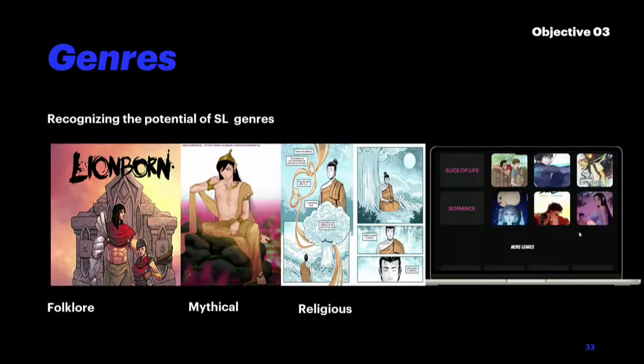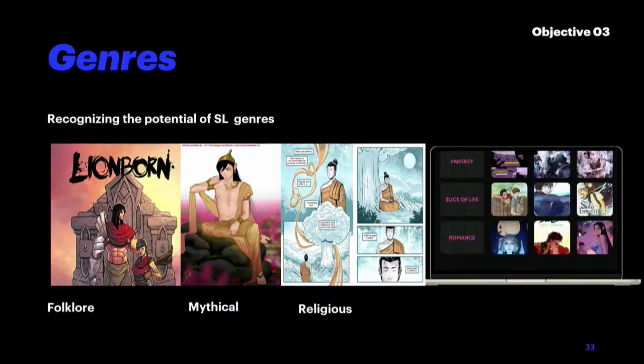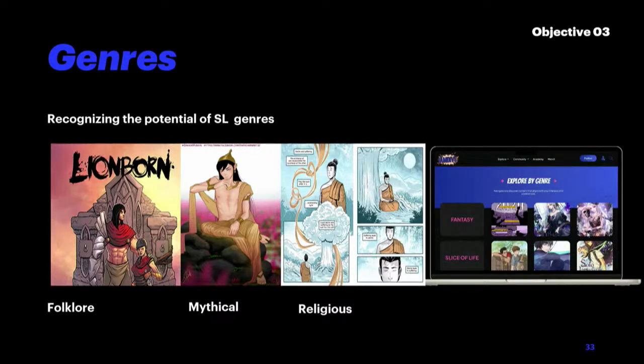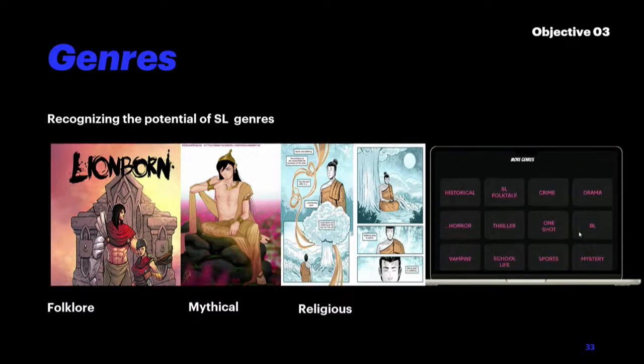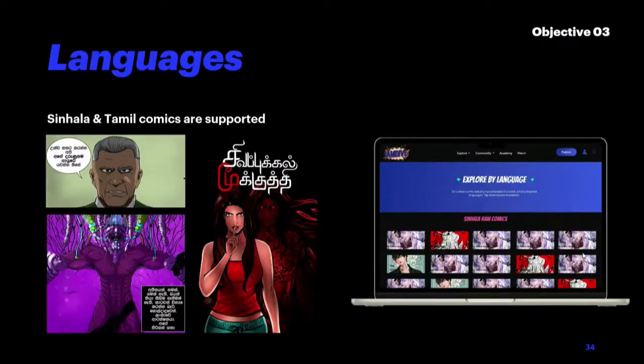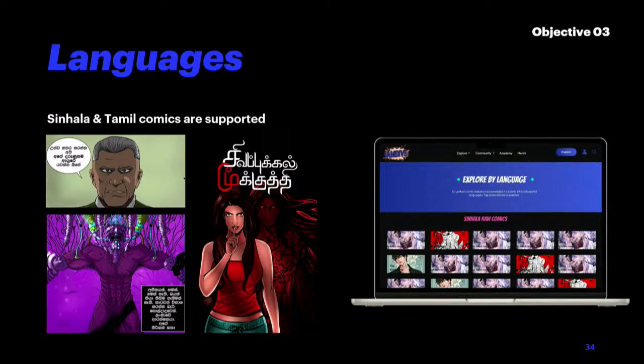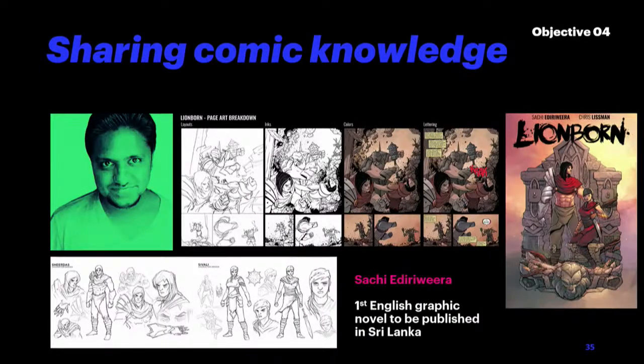And then very unique genres, that means recognizing the potential of Sri Lankan genres. So when it comes to Sri Lanka, we have folklore, mythical and religious, very unique genres. So this platform will be based on genres as well. And of course, Sinhala and Tamil comics are supported with no discrimination within this platform. And I will be giving a chance for comic artists to share their comic knowledge.